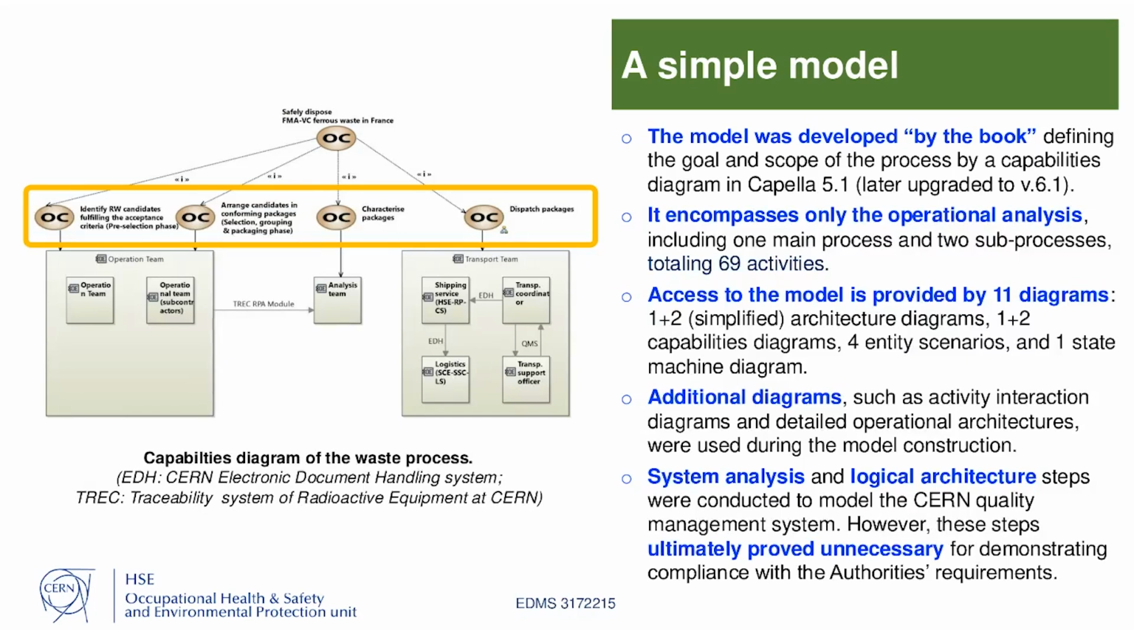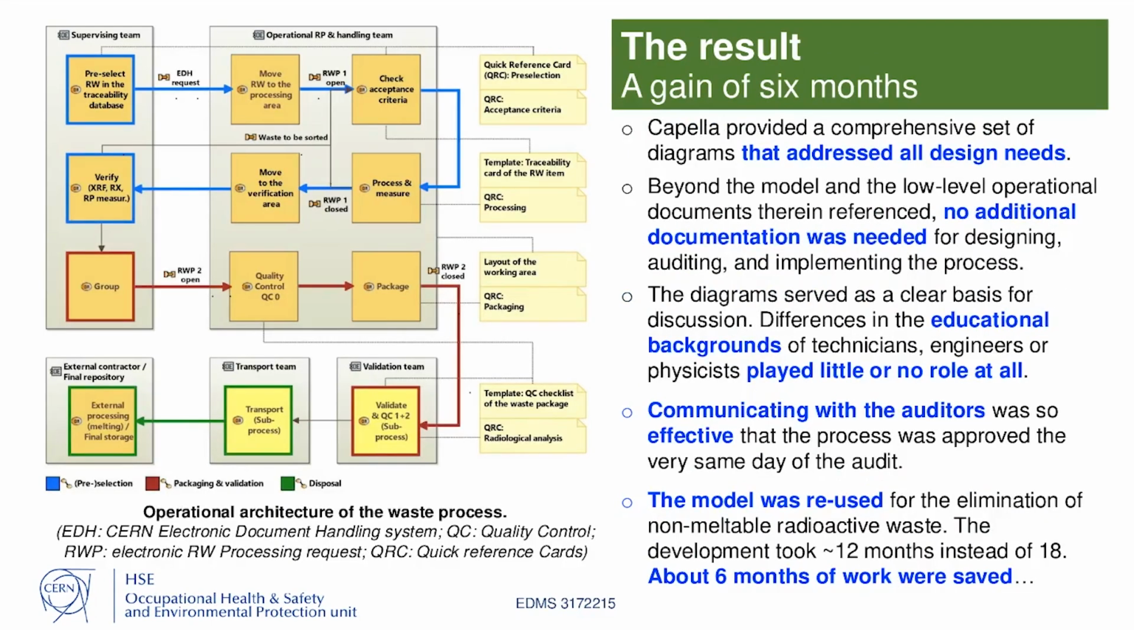construction. I made also an attempt to use system analysis and logical architecture to model the CERN quality management system that seemed to me the only thing that could go through system analysis and logical architecture. However, these steps ultimately proved unnecessary for demonstrating compliance with the authorities' requirements. So in the end, the operational level alone was enough. The result is that I gained 6 months of work, 6 months of my professional life.